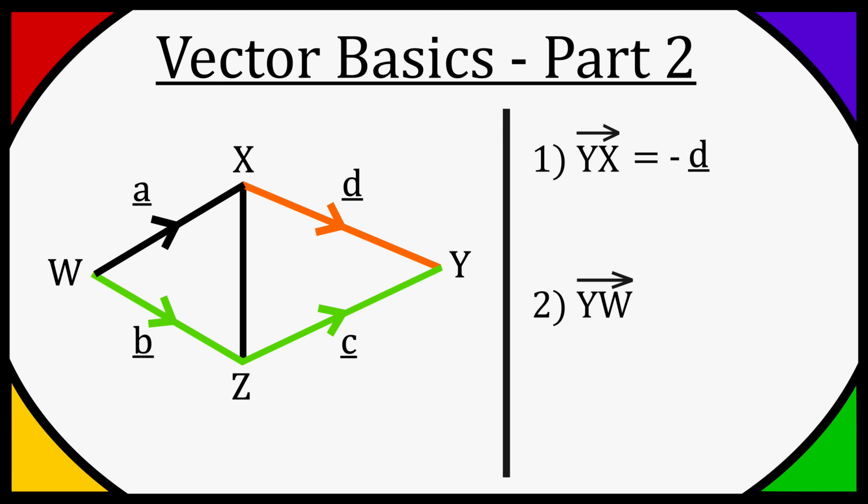So the first thing we would do is go from y to z, which would be negative c, and then z to w, which is negative b. You could have also gone negative d, negative a. That is correct as well, because it doesn't matter which route you take. As long as you get there, it's going to be the correct answer. So hopefully that was clear.